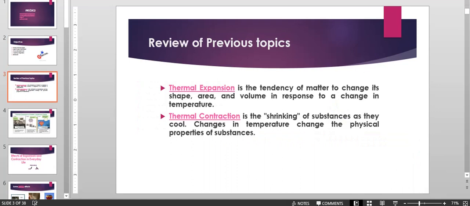So students, let's have a quick review of what we have studied in the previous classes. We have studied thermal expansion and thermal contraction. Thermal expansion is the tendency of a matter to change its shape, area, and volume in response to a change in temperature. And the opposite, thermal contraction, is the shrinking of substances as they cool. Changes in temperature change the physical property of a substance.